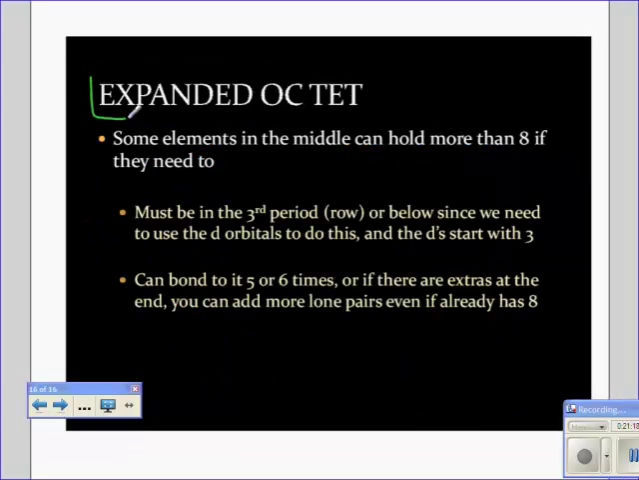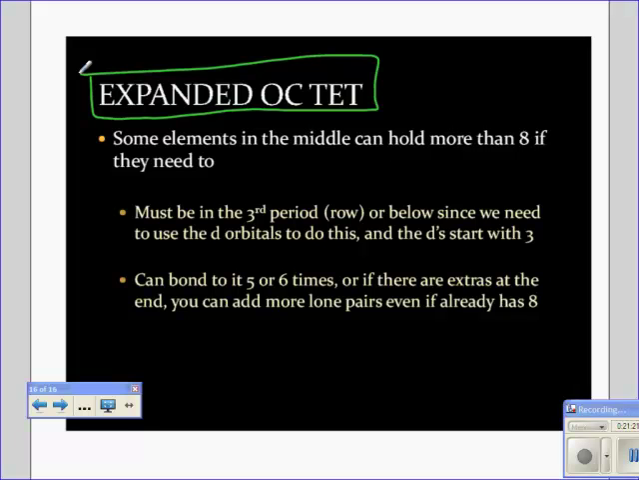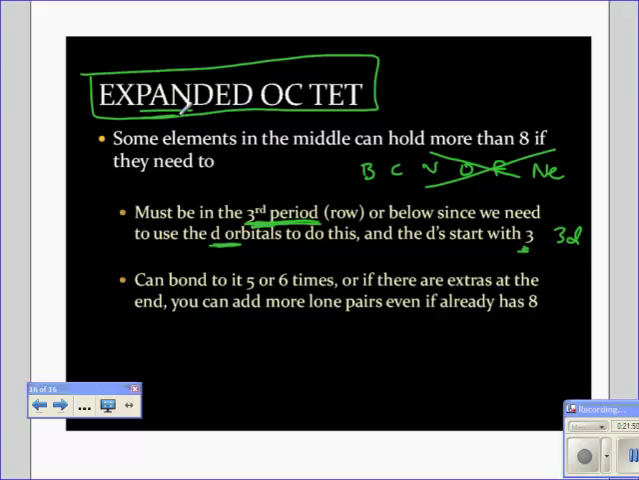What you get sometimes is something called an expanded octet. On many elements, if they're in the 3rd period or below, because we need d orbitals to do it, and the d's start at 3d. So as long as you're in the 3rd period or below, so just not boron, carbon, nitrogen, oxygen, fluorine, neon, that's the 2nd period. The row below that or down, you can go expanded. And that means the middle can have more than 8.